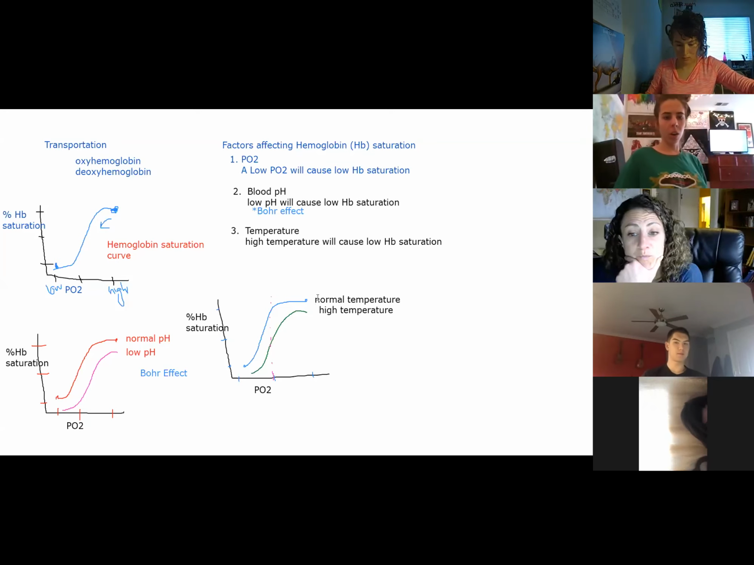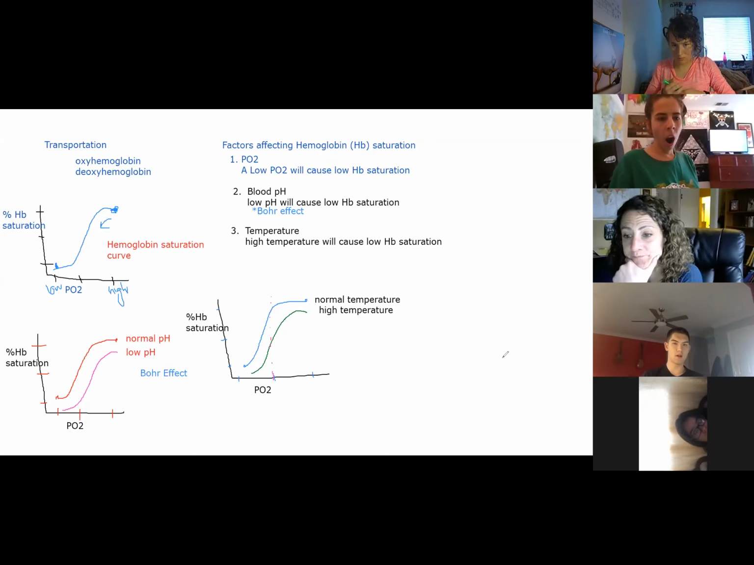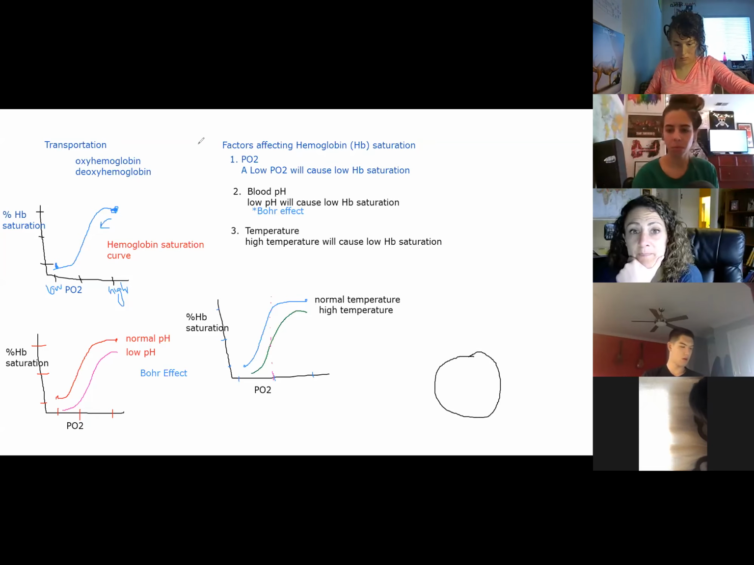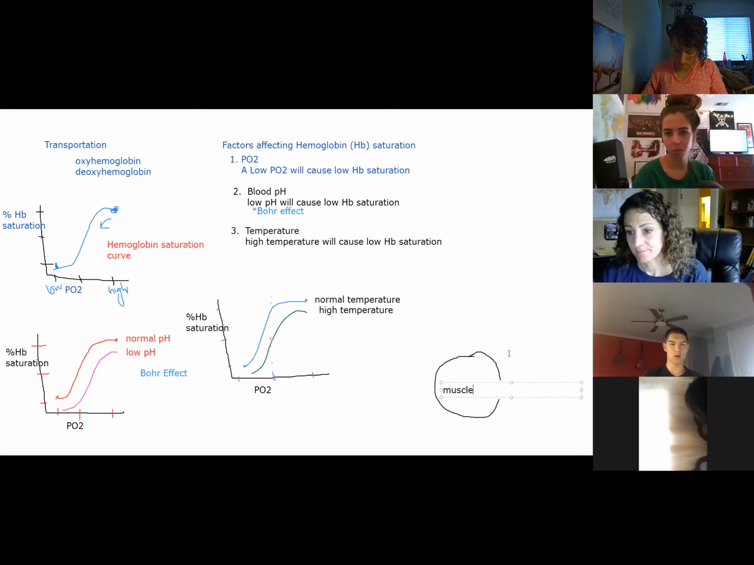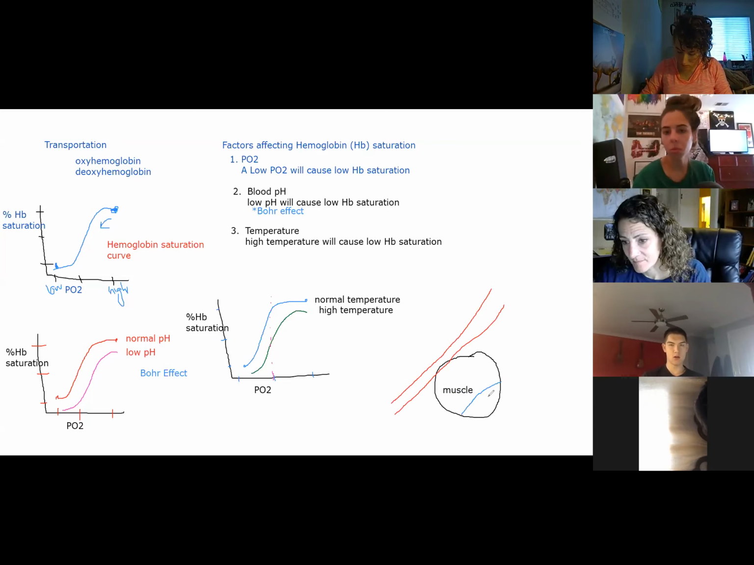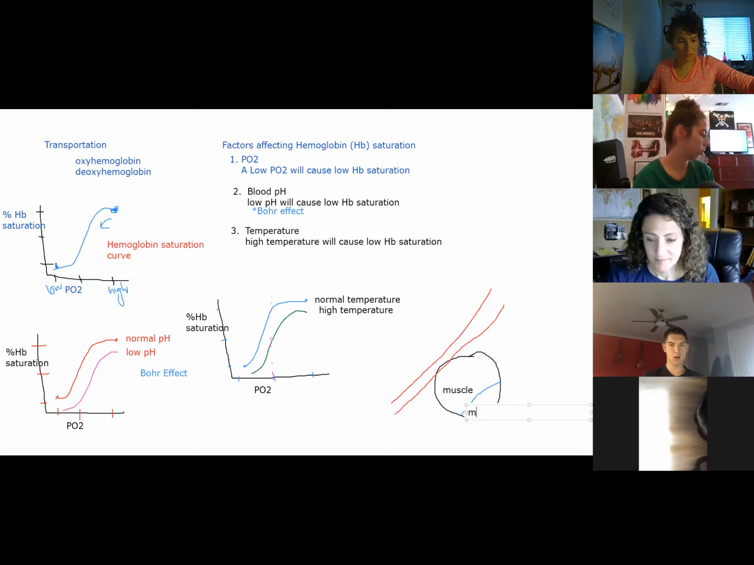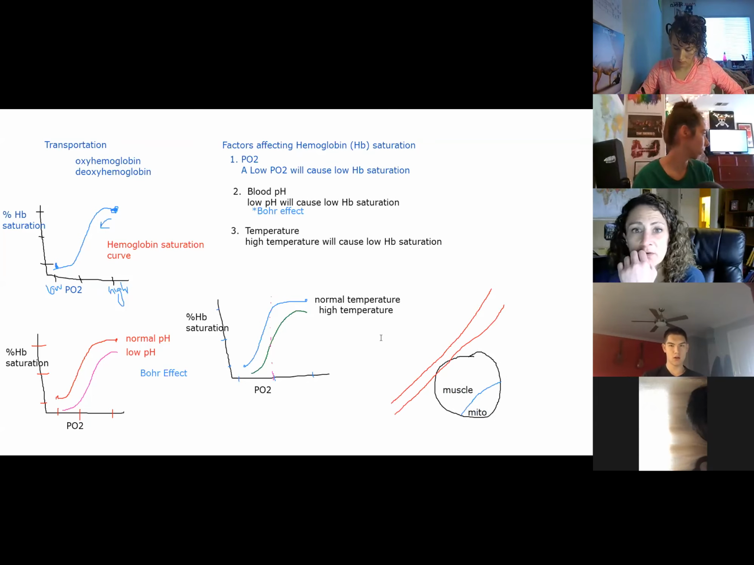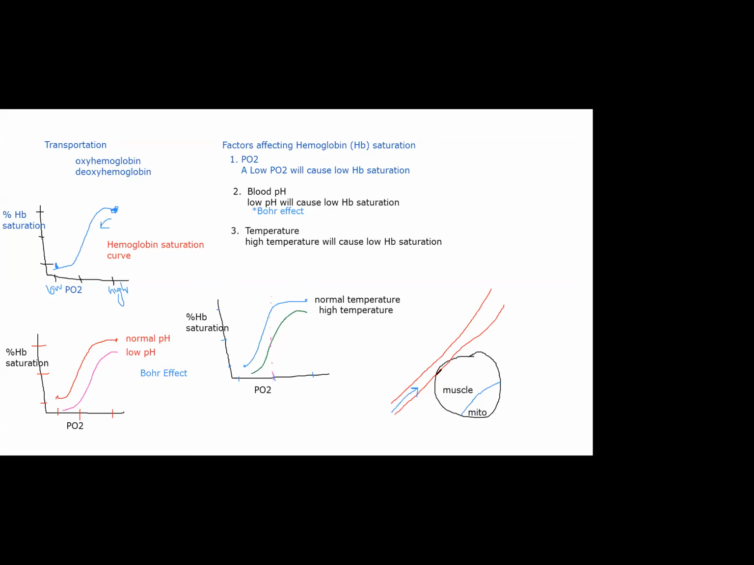Actually, I'm going to draw some more on here. This is the muscle. This is the capillary. This is the mitochondria. The blood is moving in this direction, and we have hemoglobin bound to the oxygen. We have oxyhemoglobin here. It arrives at this muscle.